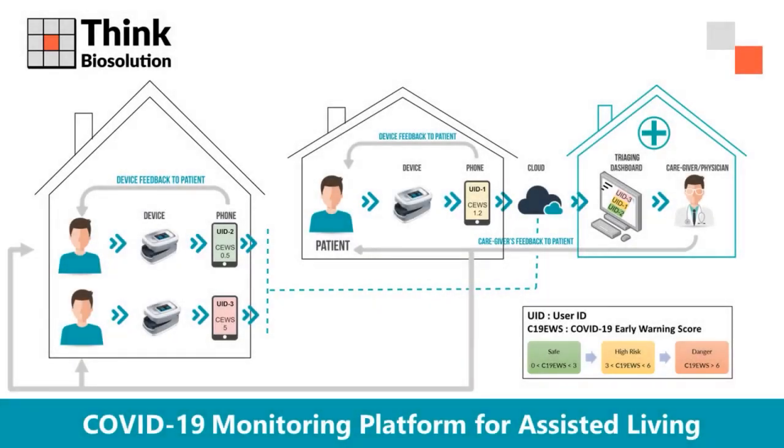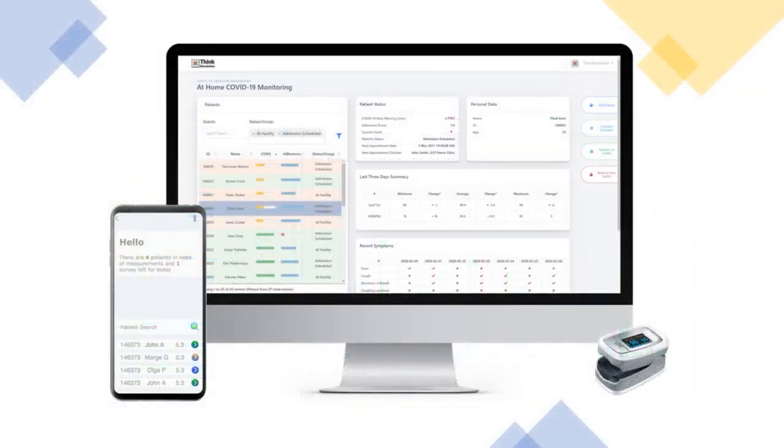This is the COVID-19 monitoring dashboard. It is designed to help a center nurse manager at an assisted living facility to monitor and triage senior residents for COVID-19 disease progression. The COVID-19 monitoring platform is a three-pronged solution. It consists of the smart fingertip pulse oximeter, the nurse's app, and the clinical dashboard.